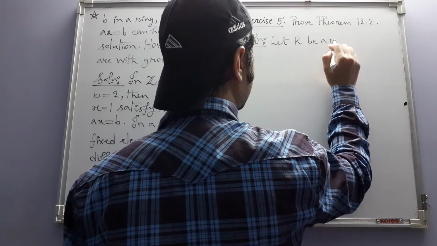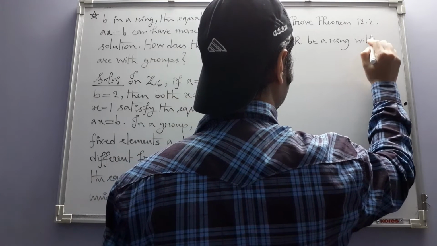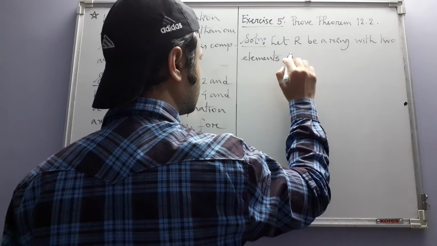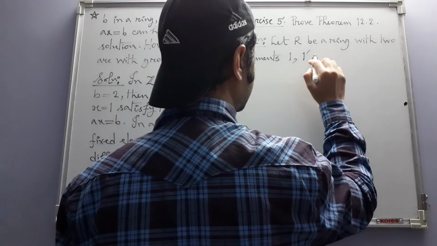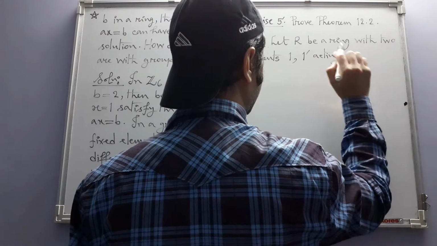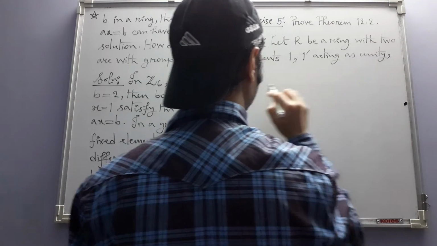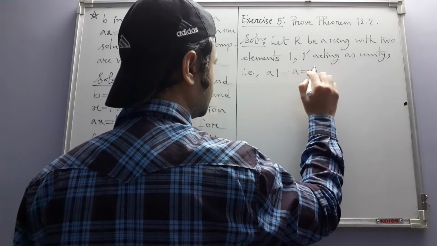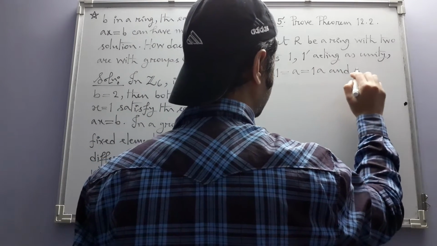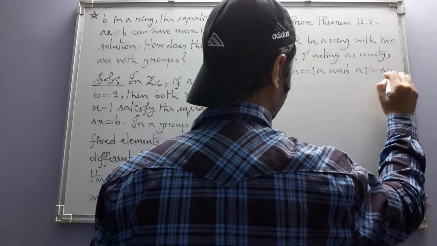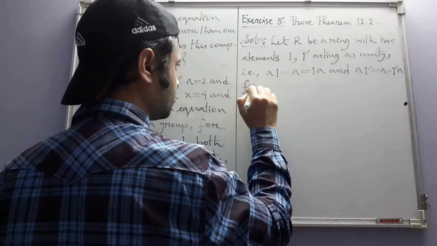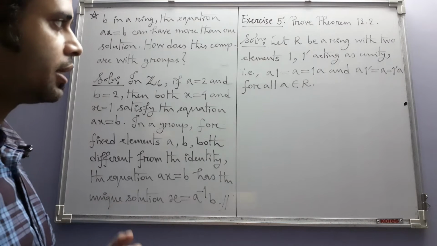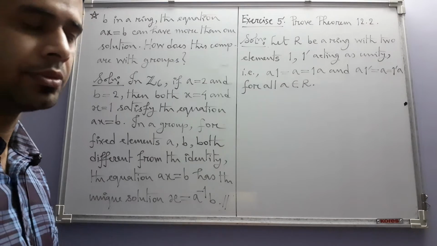Let R be a ring with two elements, 1 and 1 prime, acting as unity, that is, A1 is equal to A is equal to 1A, and A1 prime is equal to A is equal to 1 prime A, for all ring elements A. Our aim now is to show that 1 and 1 prime are actually the same thing.